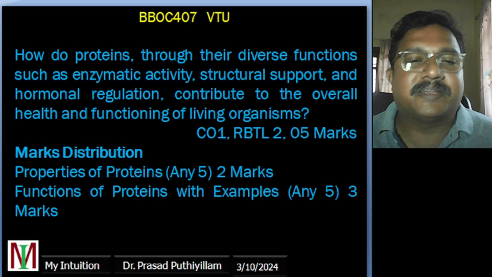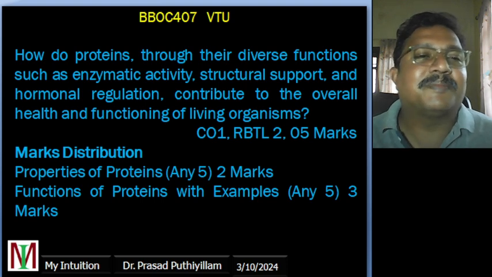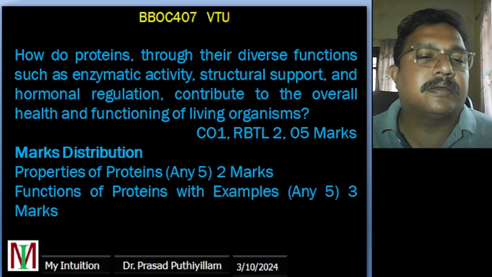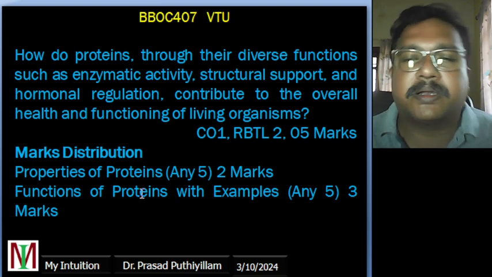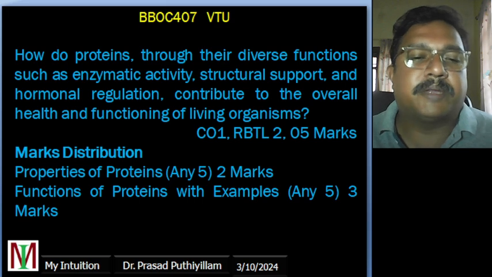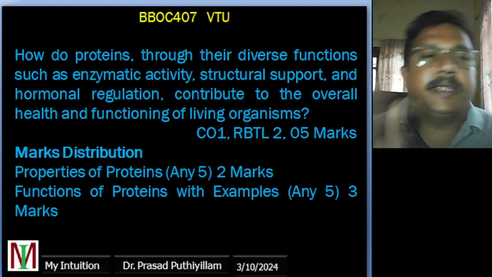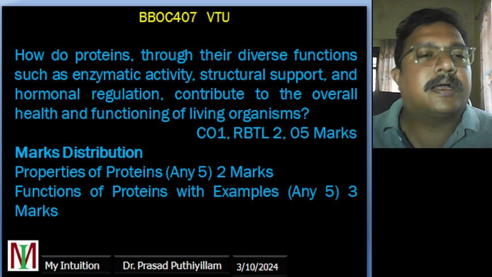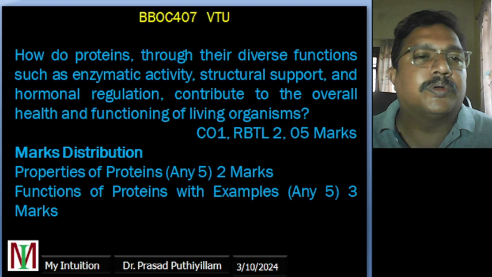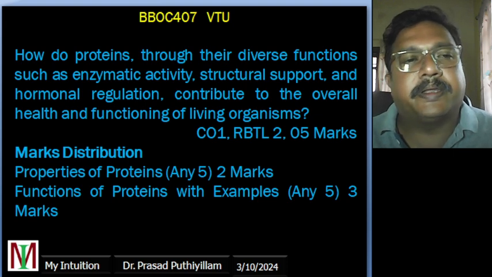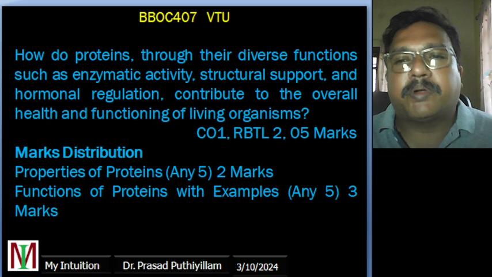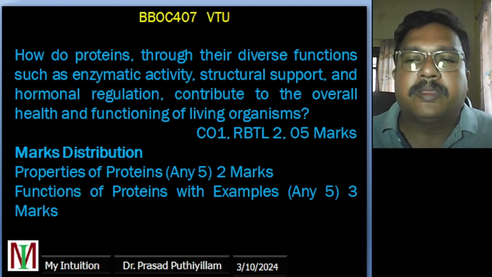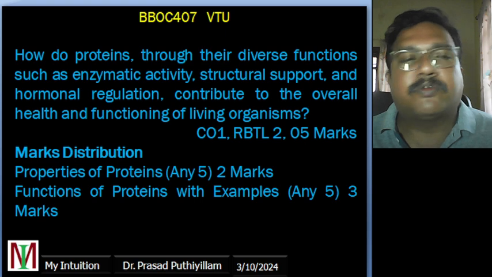Questions of 2-3 points are already mentioned, so you can use it. Properties 2 marks, functions 3 marks. That is the mark distribution I have decided for 5 marks. I have made all separate 5 mark questions. You can even combine them and ask for 10 marks: carbohydrates and nucleic acid combined, or carbohydrates and proteins combined, properties and functions. 10 marks can be asked, because all have the same course outcome, CO1 only.